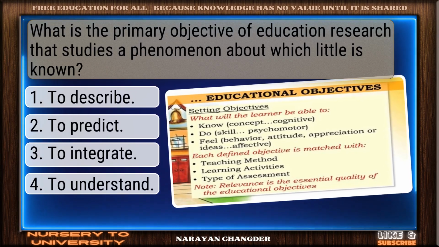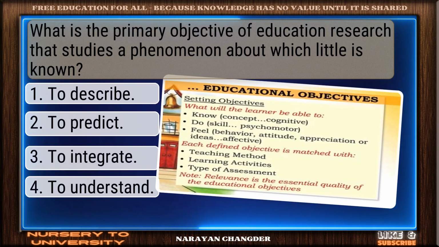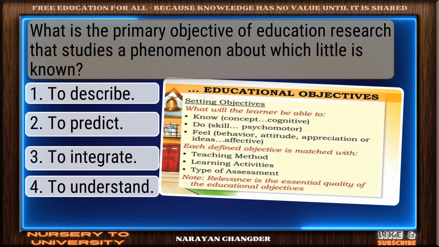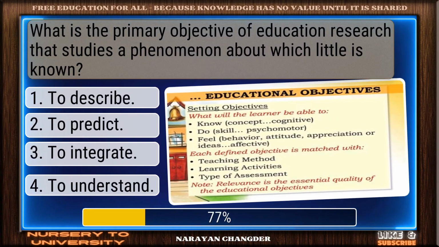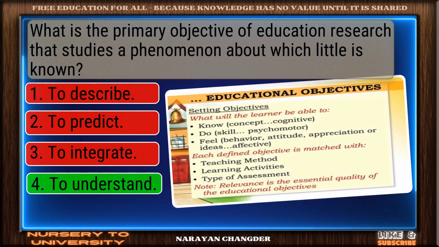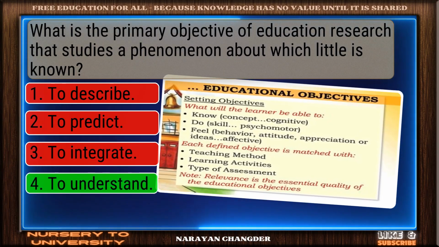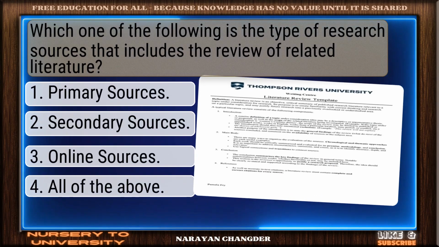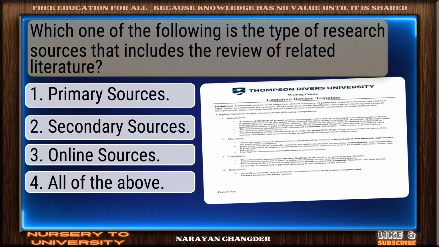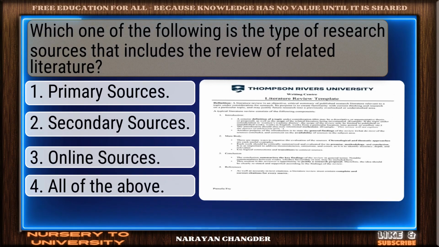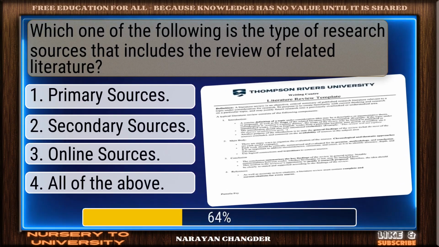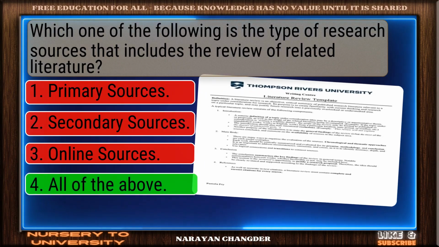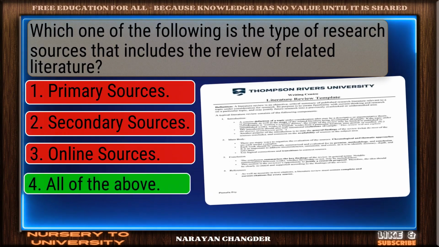What is the primary objective of education research that studies a phenomenon about which little is known? You got it. Your choice, to understand, is right. Which one of the following is the type of research sources that includes the review of related literature? Clear logic. Your choice, all of the above, is sound and 100% true.